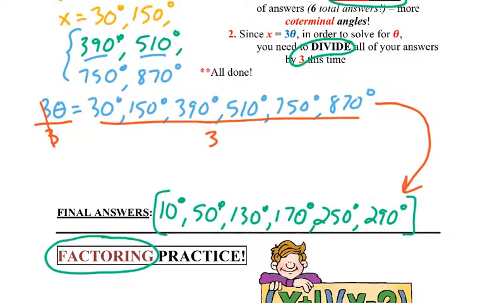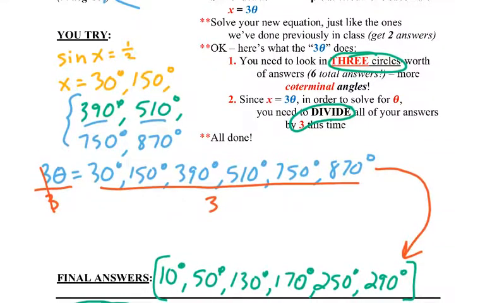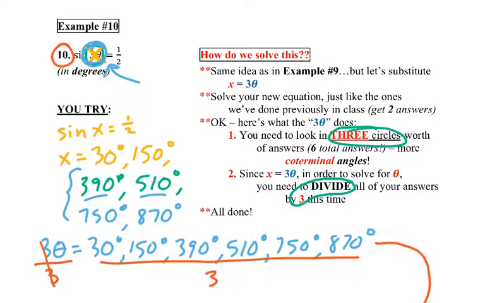When you see a 2 theta or 3 theta, you think we've got to look through more circles worth of answers and we've got to divide by the end. And we can take any one of these guys and plug it back in. For example, if I take the 50 degrees, let's plug that back into the original and see if it works. Let me make some space here so I can see. If theta is 50, and I plug that in, 3 times 50, that'd be the sine of 150 degrees. And you look at your unit circle, and what's the sine of 150? And it really does work.